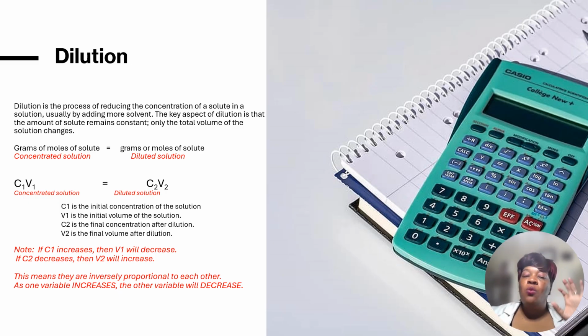Note, if C1 increases, then V1 will decrease. Same thing for C2. If C2 decreases, then guess what? V2 is going to increase. So this means that they are inversely proportional to one another, meaning that as one increases, the other one will decrease.